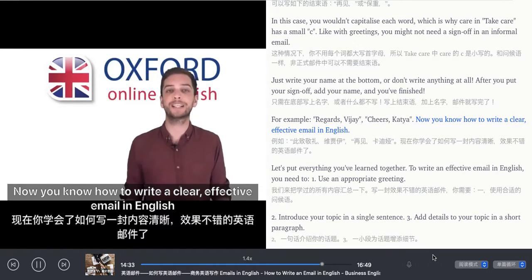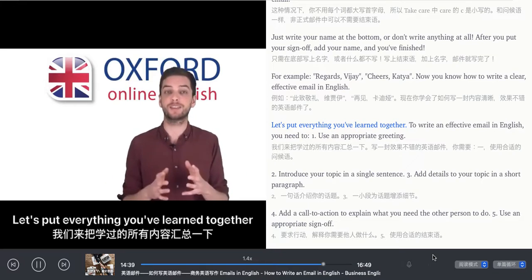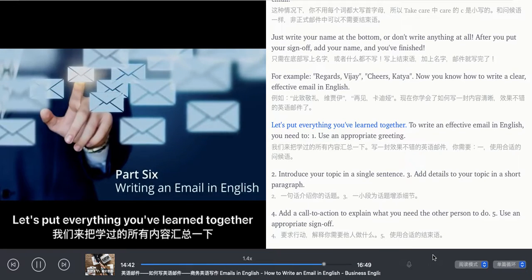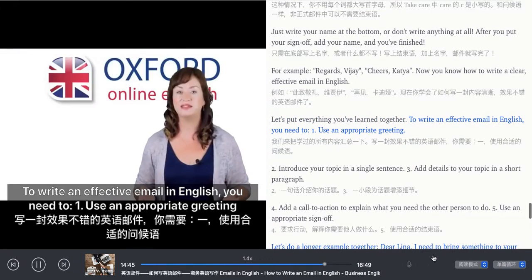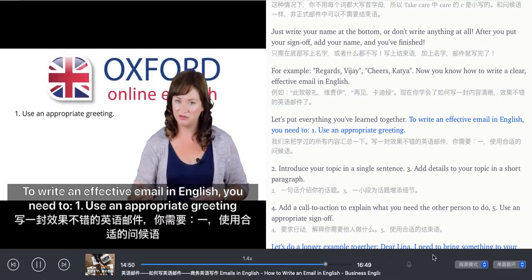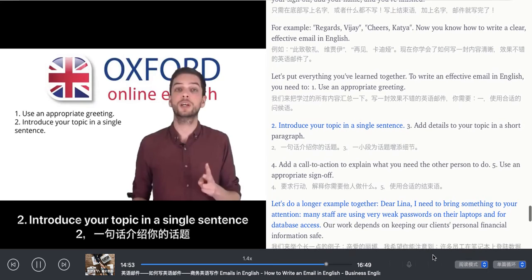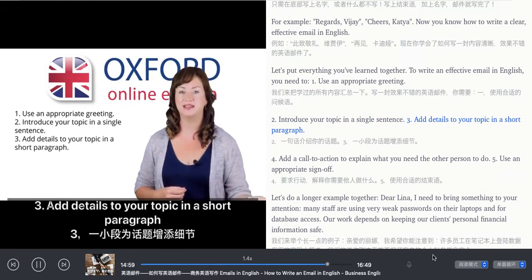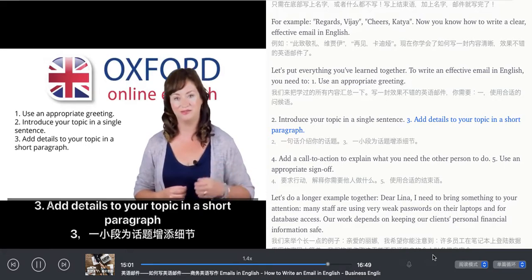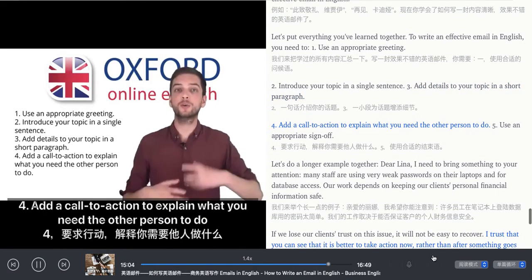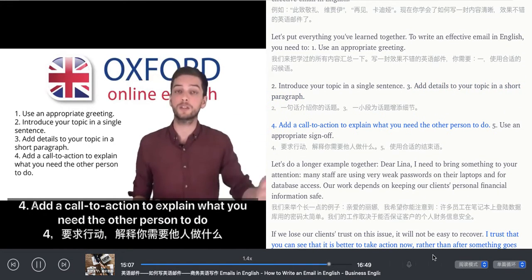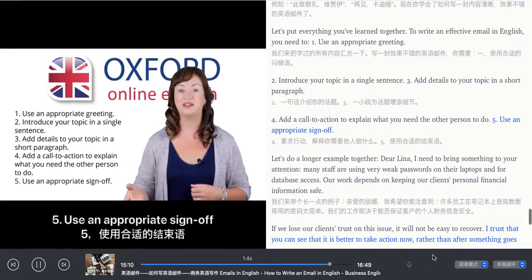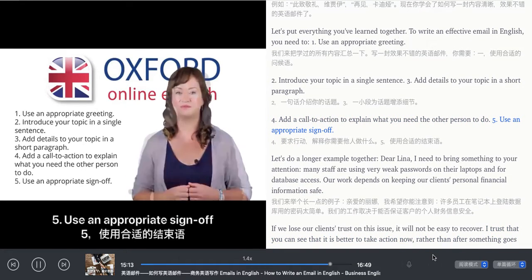Now you know how to write a clear, effective email in English. Let's put everything you've learned together. To write an effective email in English, you need to 1. Use an appropriate greeting. 2. Introduce your topic in a single sentence. 3. Add details to your topic in a short paragraph. 4. Add a call to action to explain what you need the other person to do. 5. Use an appropriate sign-off.